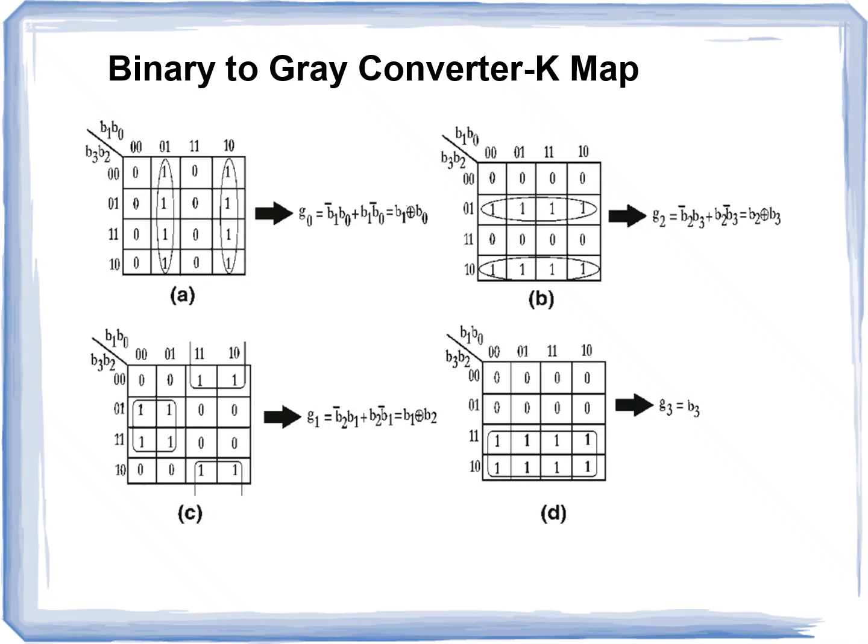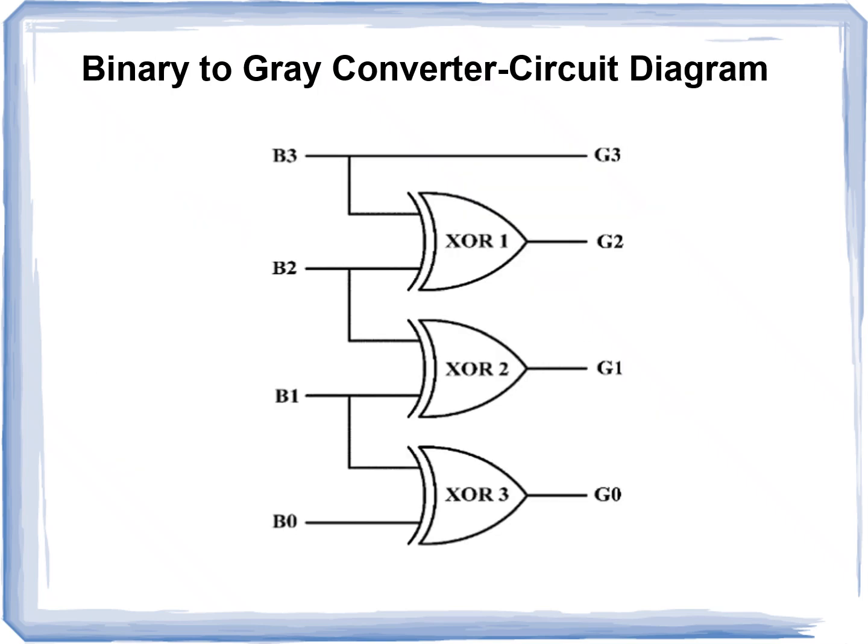Next, we are going to form the circuit. Based on the expressions from the K-map, the circuit diagram is formed by using XOR gates for G3, G2, G1 and G0.